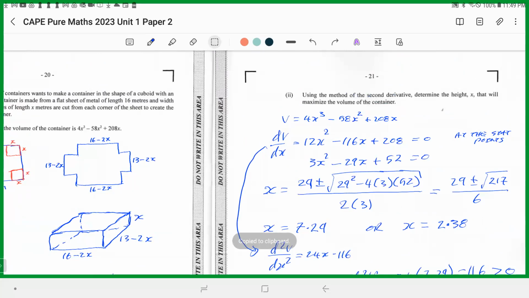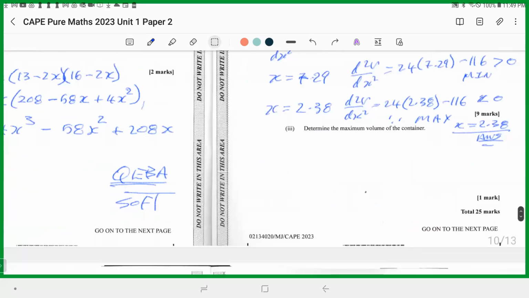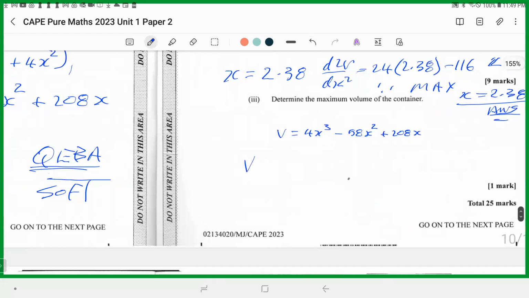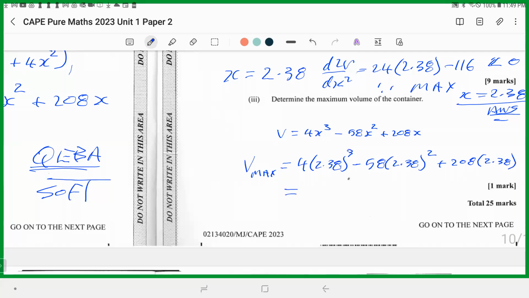Copy. Place it down here. Just one mark for that. So that is V. So V max will be 4 times 2.38 cubed minus 58 times 2.38 squared plus 208 times 2.38. Work that out, the maximum volume.